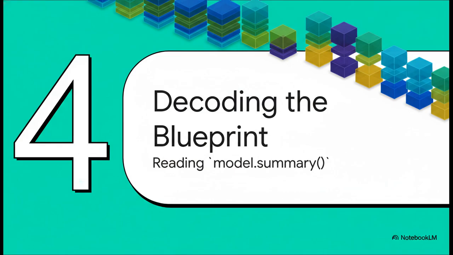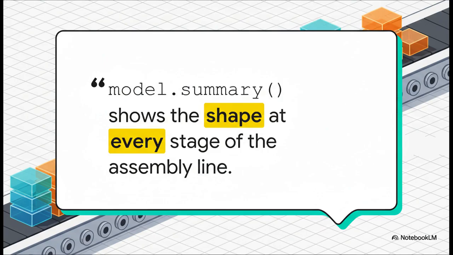This whole funnel idea isn't just a convenient analogy. It is the literal engineering blueprint of the model. And we can actually pull it up and read it for ourselves. In the world of AI engineering, there's a simple command called model.summary that works like an X-ray. It gives you a layer-by-layer readout of the entire AI factory, showing the precise shape of the data as it flows through the whole system.